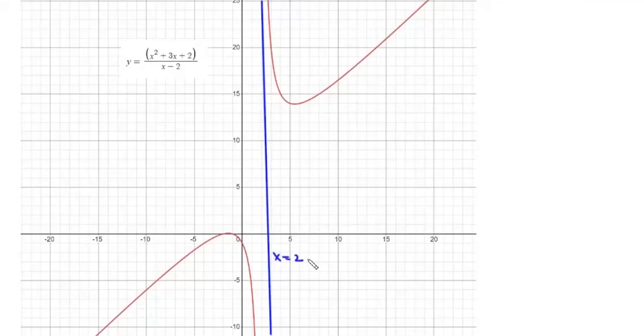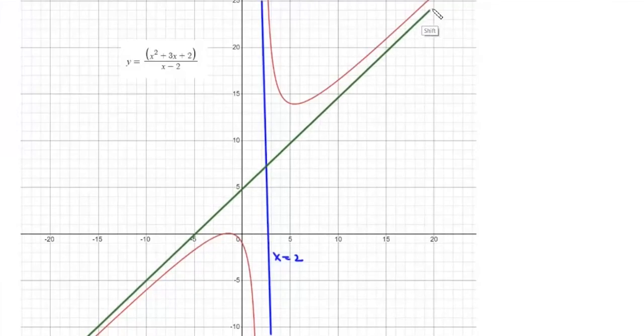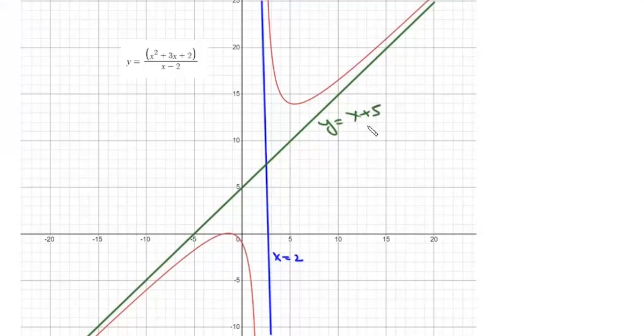So we have an asymptote at x equals 2, and if we draw this line y equals x plus 5, it will be this straight line. So this is y equals x plus 5, which is the oblique asymptote for this curve. So this is how we calculate horizontal, vertical and oblique asymptotes for a rational function.